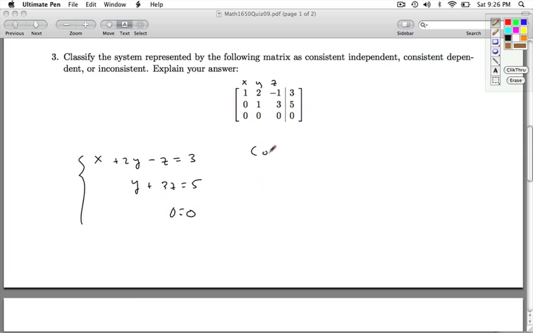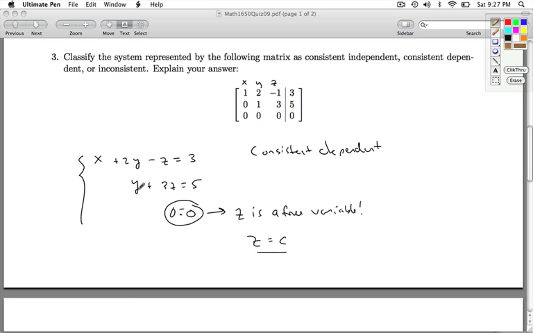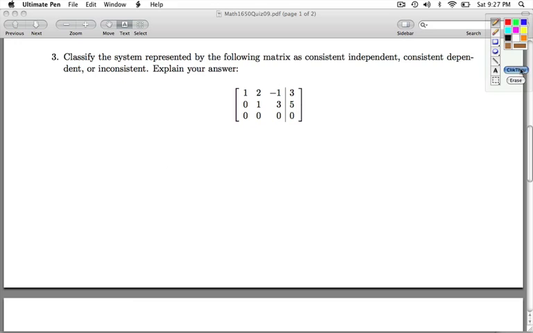This is going to be consistent dependent. We're going to get infinitely many answers, and the reason is this. In this equation, z is a free variable. In other words, we're going to let z be any real number we want. We can use y and x to solve in terms of z, but you're going to have infinitely many solutions because we have a 0 equals 0. In other words, there's no equation that's going to pin down exactly what the z is. So that means it's consistent dependent.